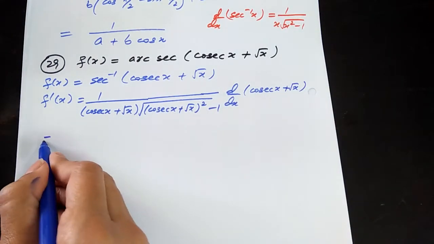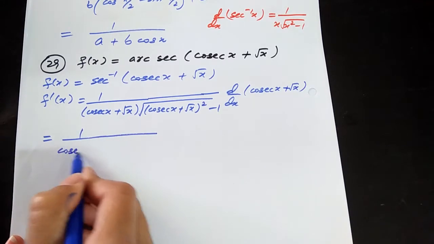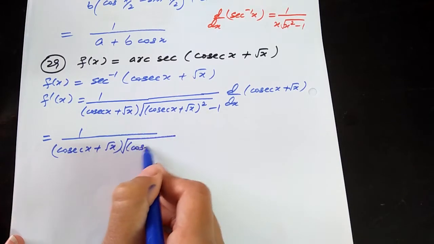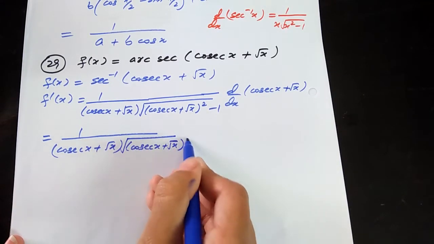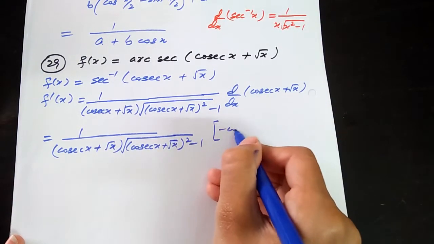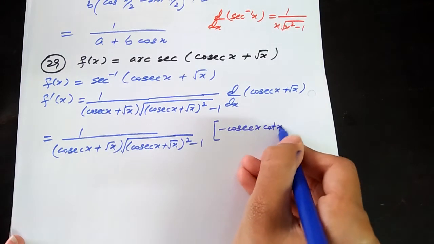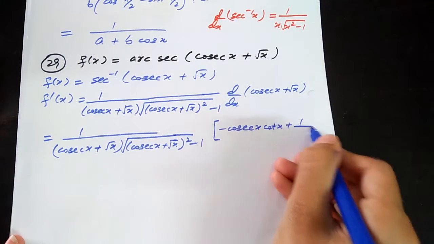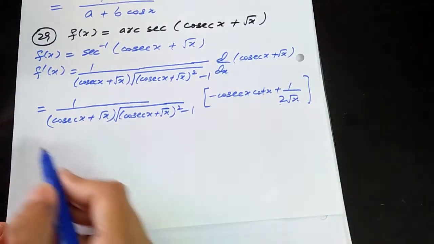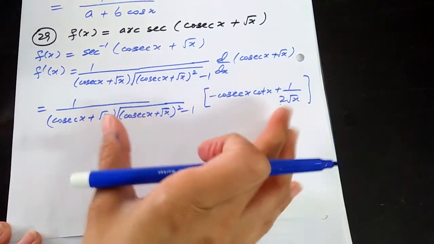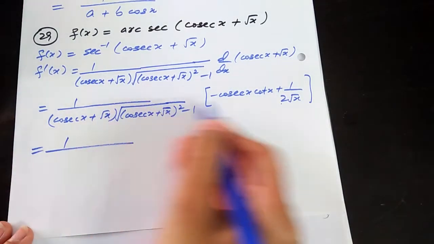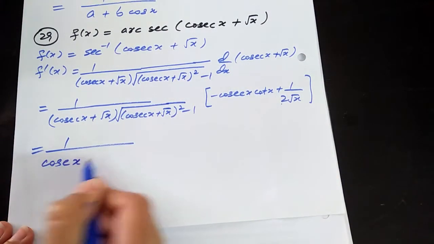This will become equals to 1 over cosecant x plus under root x and under root this whole function, that is cosecant of x plus under root x whole square minus 1, and derivative of this thing. Derivative of this thing will be cosecant x will give us minus cosecant x cot of x, and derivative of under root x will be plus 1 over 2 under root x. Now after taking the LCM and simplification, multiply it with this fraction, you will get 1 over, okay, let's just write it first, then we will multiply it.